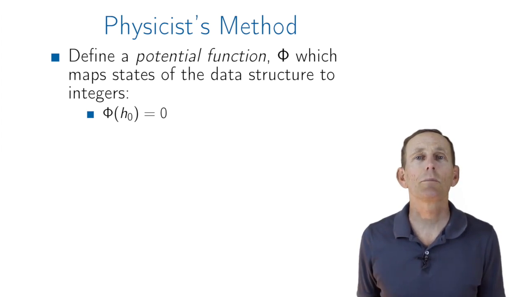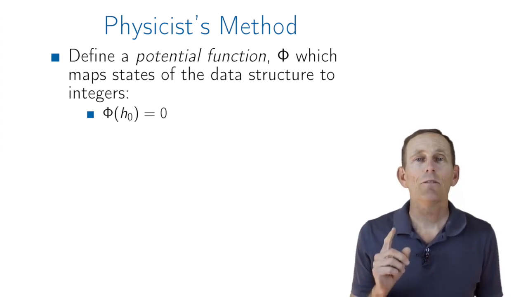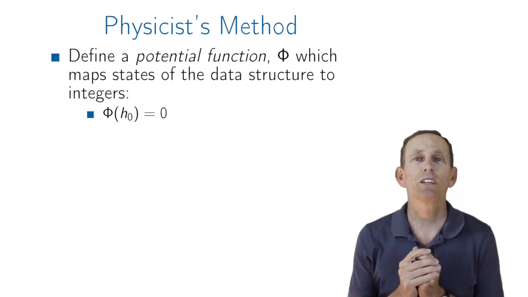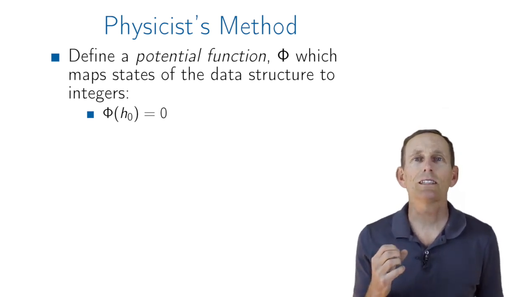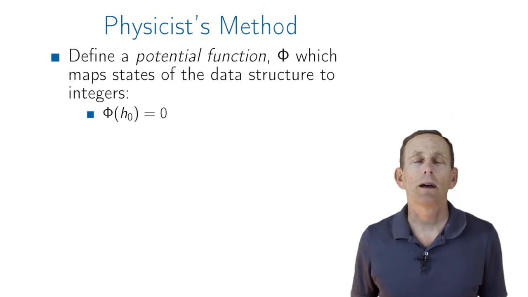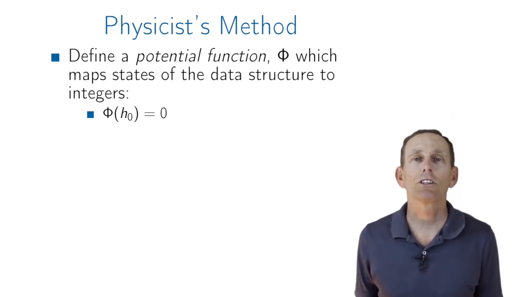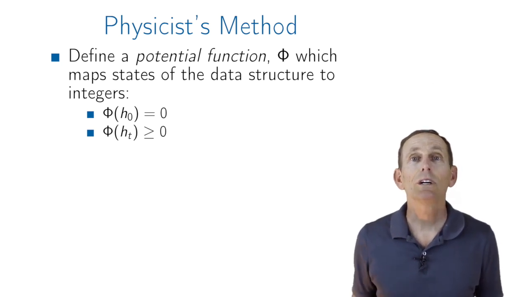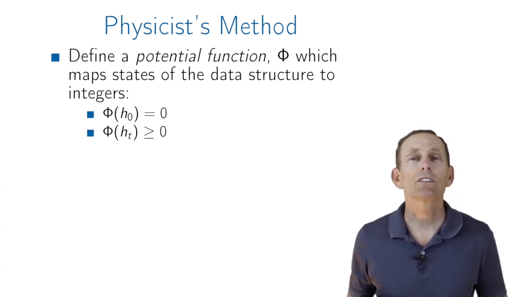A couple rules about the potential function. First, phi of h sub 0. So phi is the potential function. H sub 0 is time 0 of the data structure h. So that means the initial state of the data structure, and that has to have a potential of 0. Second rule is that potential is never negative. So at any point in time, phi of h sub t is greater than or equal to 0.